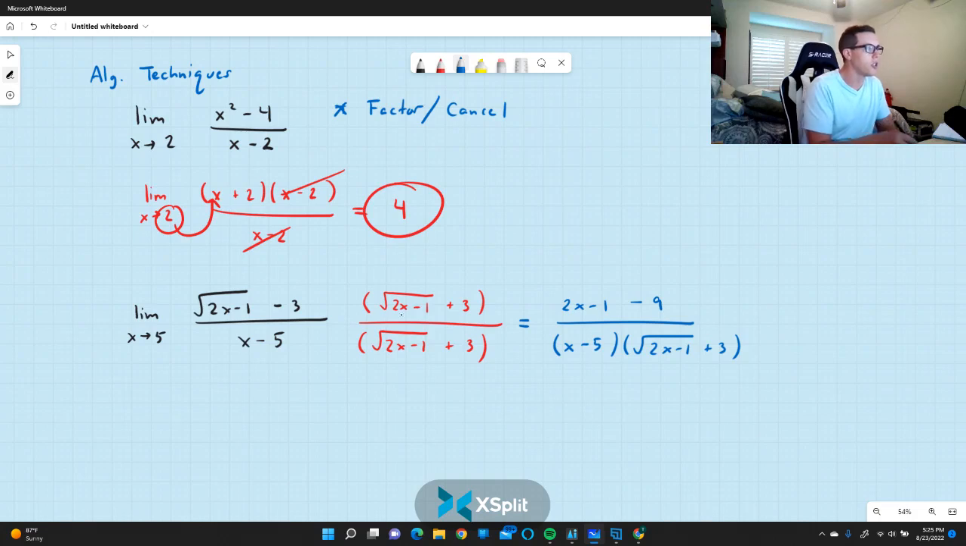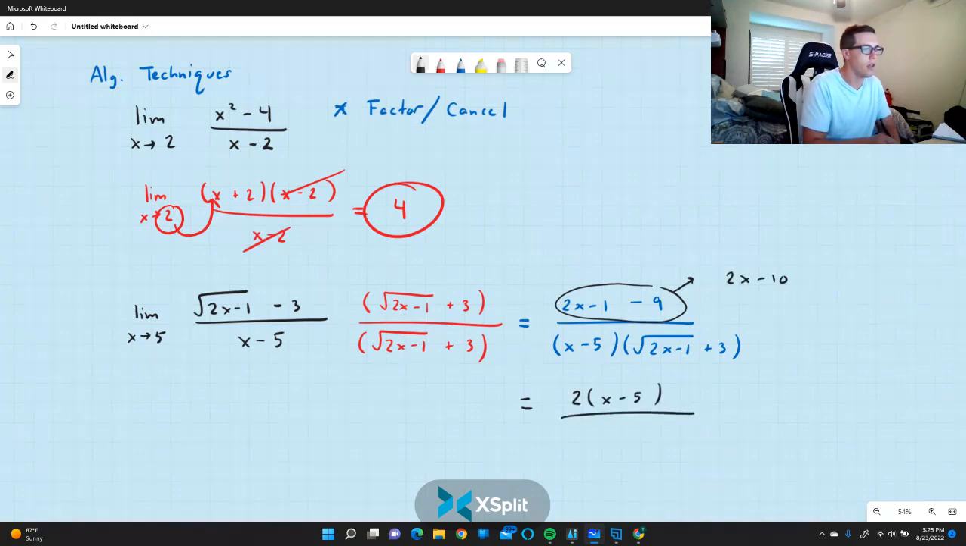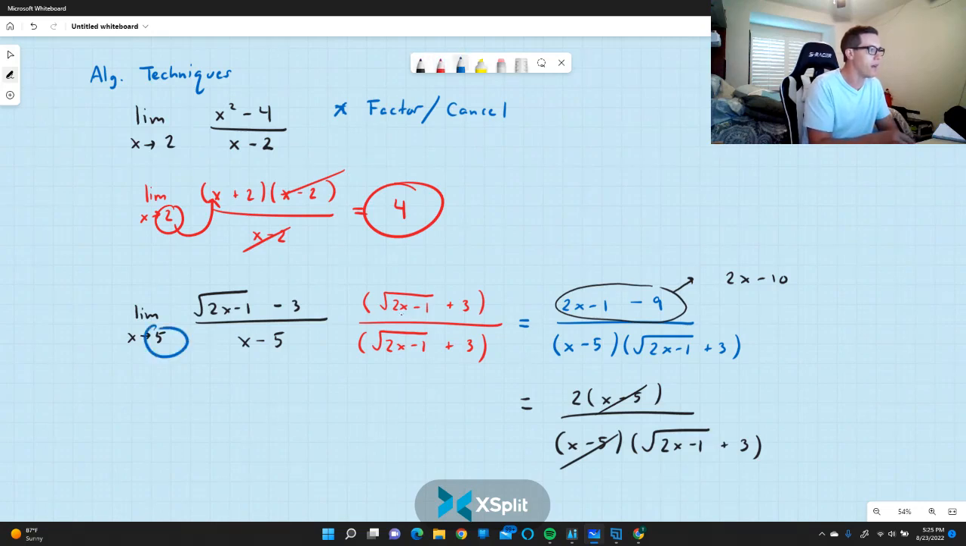Now, something nice should happen in problems that are designed to be done this way. Notice the top becomes this part. I'll do it right here. It becomes 2x minus 10. And lo and behold, you can do a common factor of 2. And how nice, we actually get to cancel something out here, and then we can plug in with no problem. So notice, boom, boom. Now you can take 5. You can plug in 5.